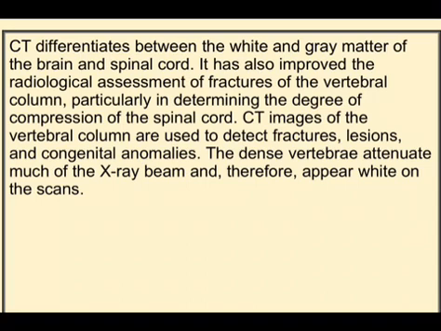Computed tomography produces images of the vertebral column that are used to detect fractures, other lesions, and congenital anomalies. The dense vertebrae attenuate much of the X-ray beam, and then when you look at the CT scan, they appear white. You see structures appearing white, so with a whitish color.